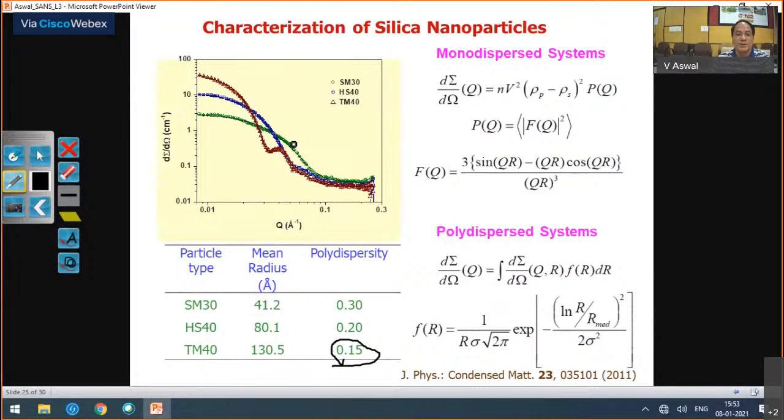Others have higher polydispersity, and you don't see the oscillations. Okay. And this is much larger than the other two, so the scattering intensity is larger and the width is also smaller.